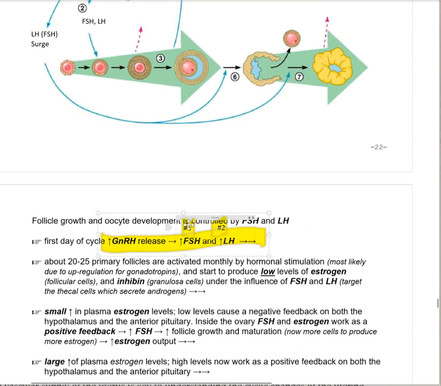Actually, I have an idea here to make this more correct. Let's change this number 1 to be here, so we know it's right when GnRH gets released. That would make more sense. Okay, so we have GnRH release, number 1, and FSH and LH get released into the bloodstream.